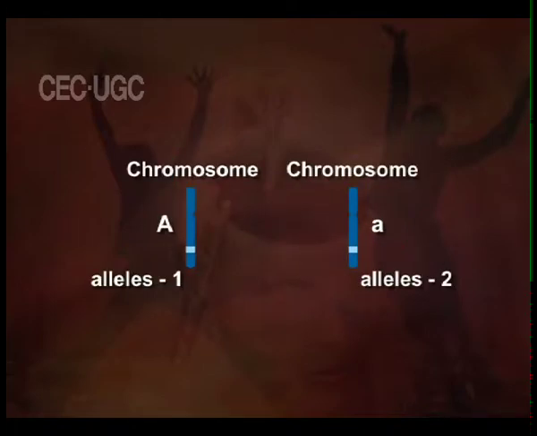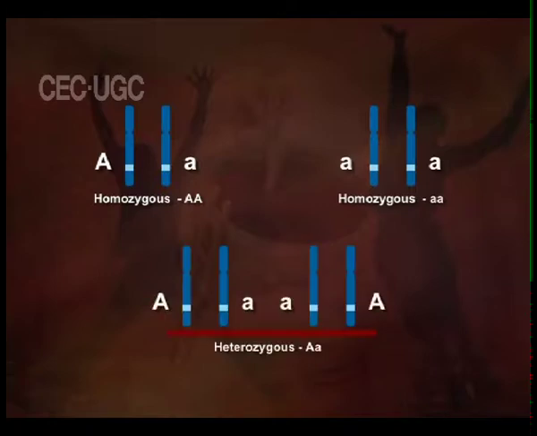If capital A represents the dominant allele and small a represents the recessive allele, the individual can have one of three possible combinations: homozygous dominant, represented by two capital A's, or homozygous recessive, represented by two small a's, or heterozygous, represented by the letters capital A and small a.